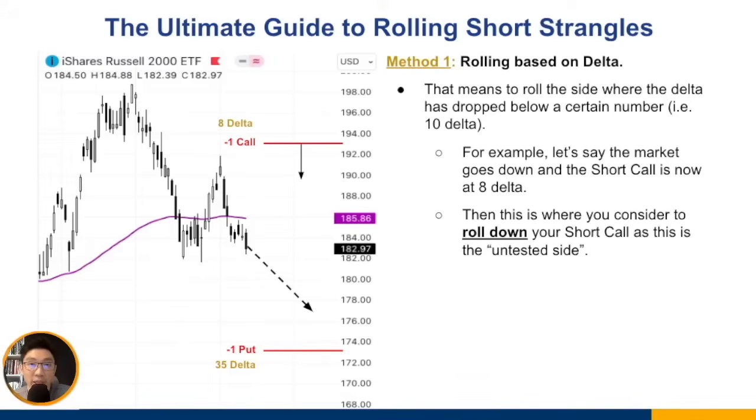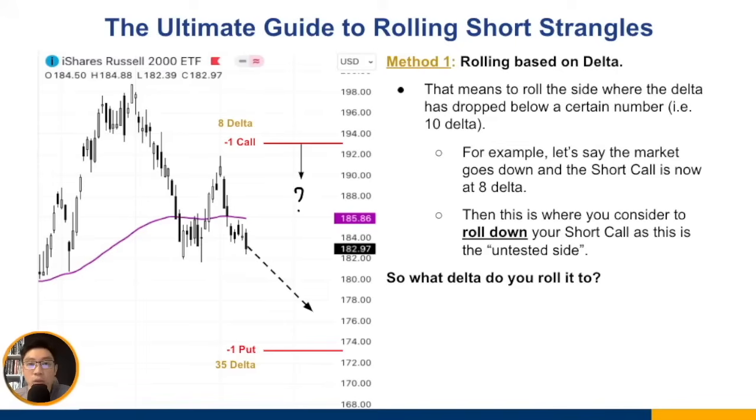Now, theoretically or technically, this short put has not been tested, but it's getting close to being tested because the market is going down. So I will just consider the call side down here, the untested side. Similarly, if the market goes up, then the put side will be considered the untested side. So this is where you will consider rolling your untested side, which in this case will be the short call. So the question now is, what delta do you roll it to?